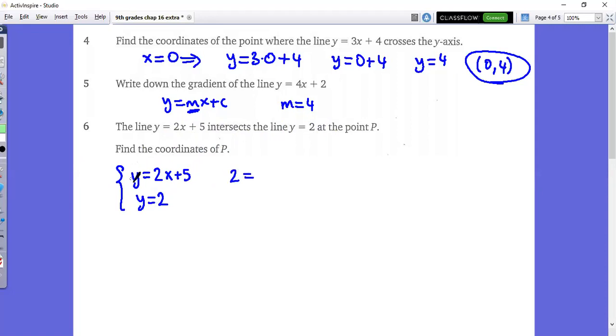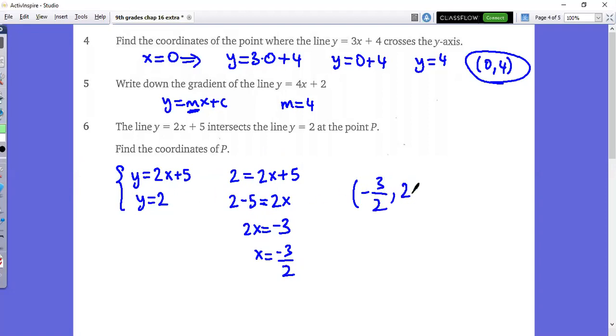2 equals, we write 2 for y, equals 2x plus 5. Plus 5 on the left side, minus 5. I'm rewriting 2, plus 5 on the other side, minus, equals, on the right side of equality, we have 2x. I'm rewriting. So 2x equals, I'm writing right side on the left now. 2x equals 2 minus 5 is minus 3. Divide both sides by 2. We get minus 3 over 2. So x coordinate is minus 3 over 2.